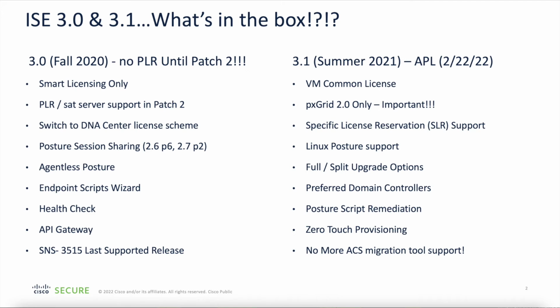Full and split upgrade options. ISE upgrades, like any other upgrade, can be kind of tenuous and stressful, and it actually can take a while depending on how you do it. The full upgrade option lets you upgrade in parallel. So if you had two admin nodes and you want to upgrade them at the same time, you can. Of course, there will be an outage because you're upgrading them both at the same time, but it will take shorter. You're talking, hopefully under an hour.